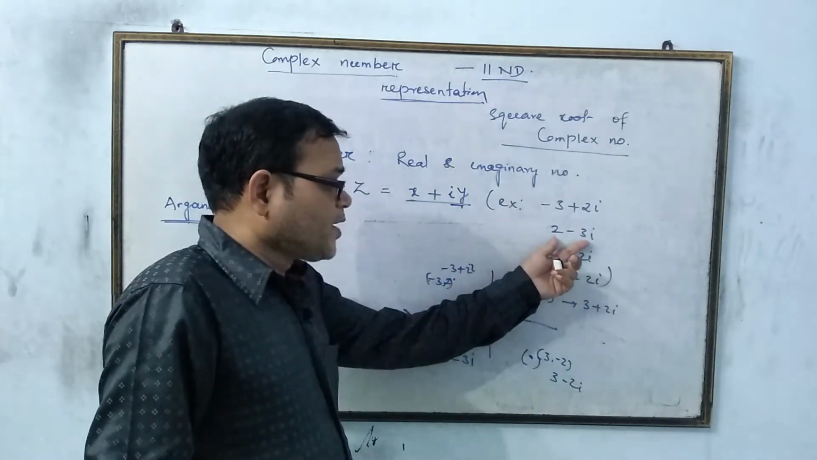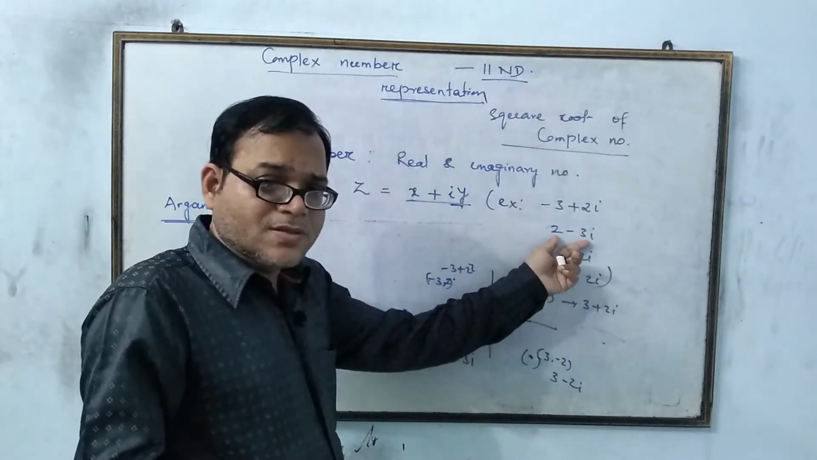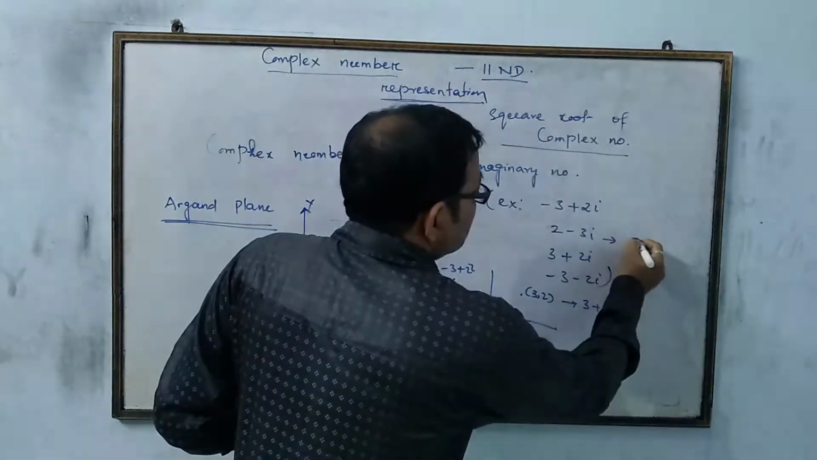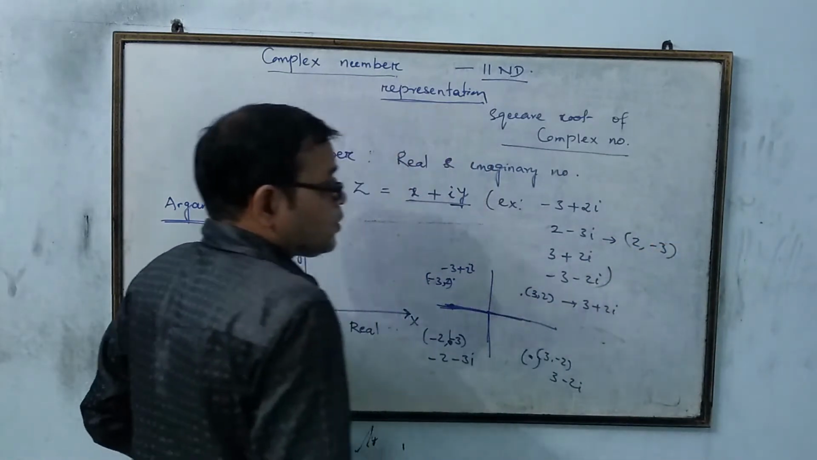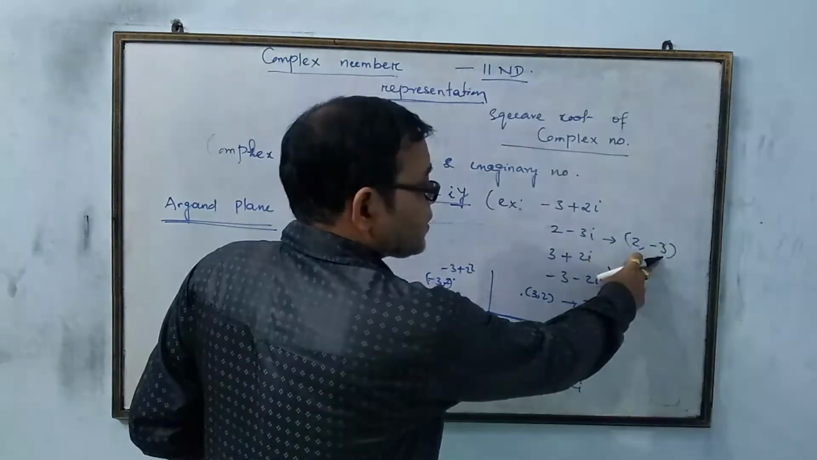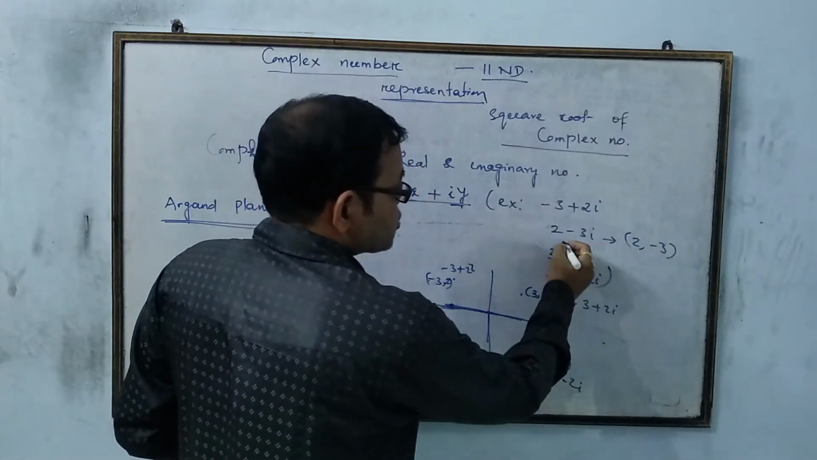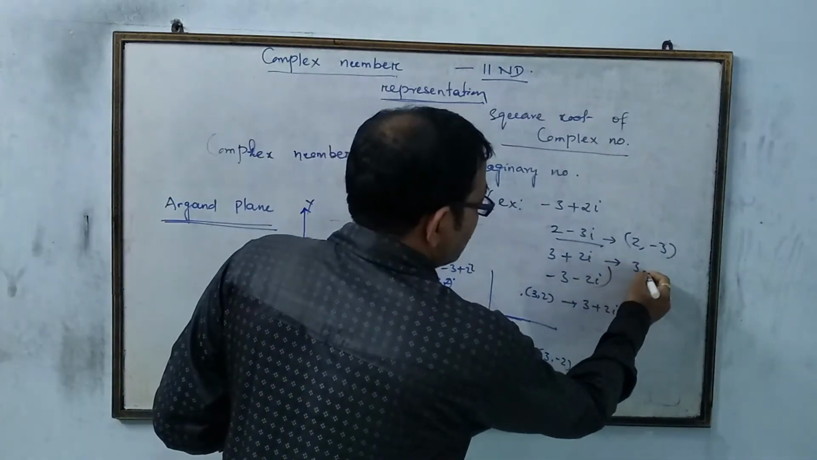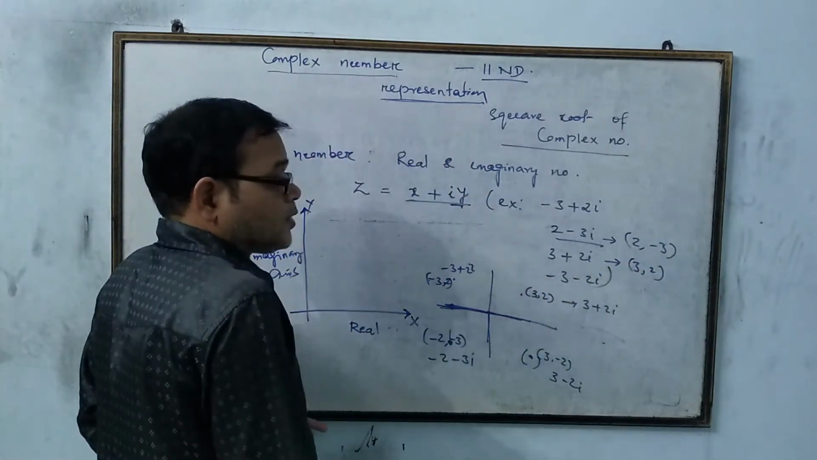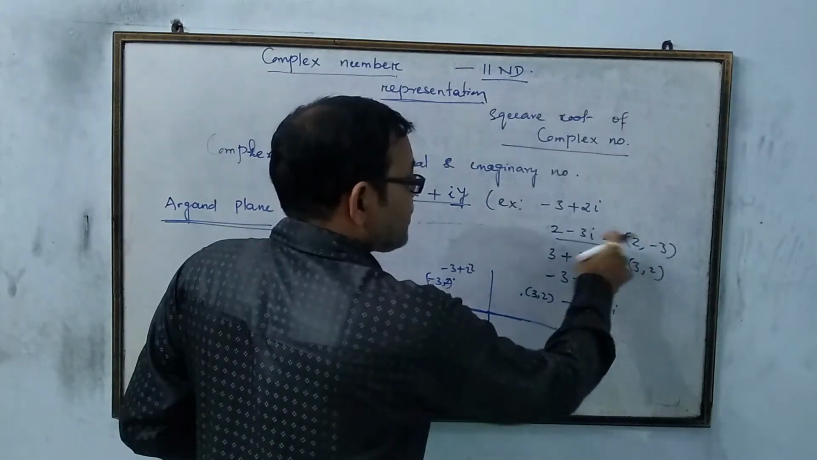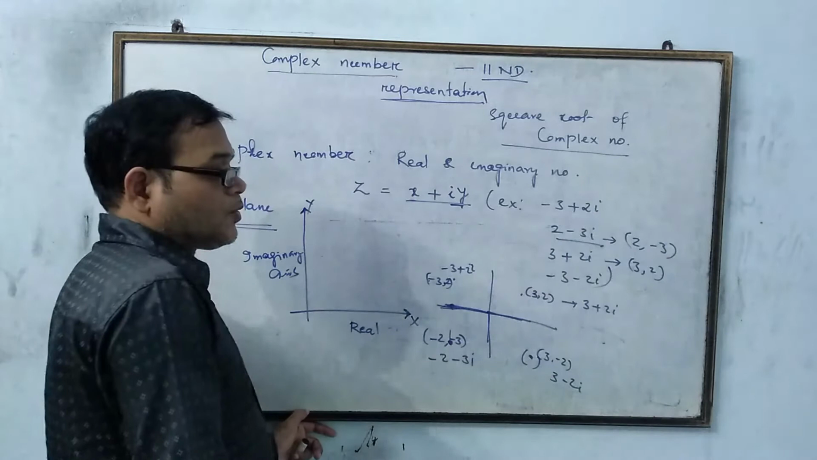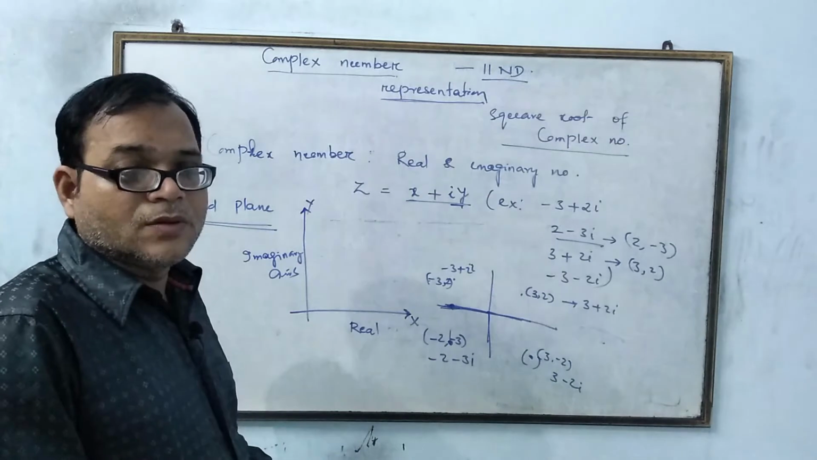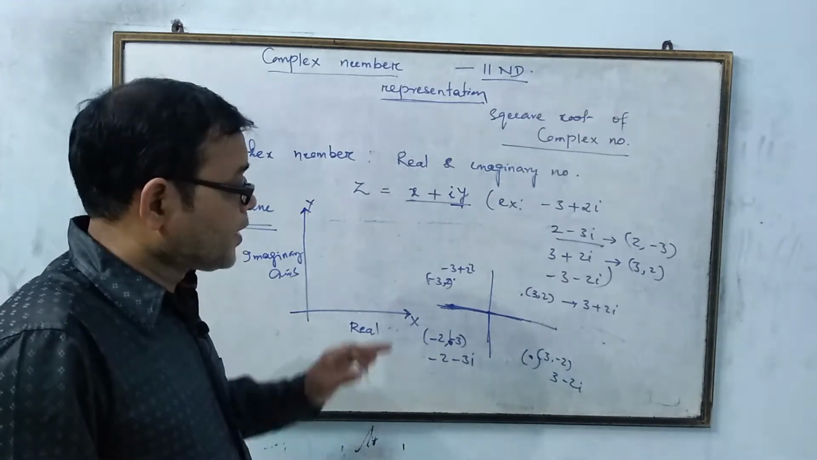You only find out the points in the respective quadrants. 2 minus 3 is plus, minus, so it will lie in the fourth quadrant. So the answer is 2 minus 3i. If it is 3 plus 2i, that will lie in the first quadrant. 3, 2 is the point and its complex notation is 3 plus 2i, when it is represented in the Argand plane. Then pause the video to note it down.